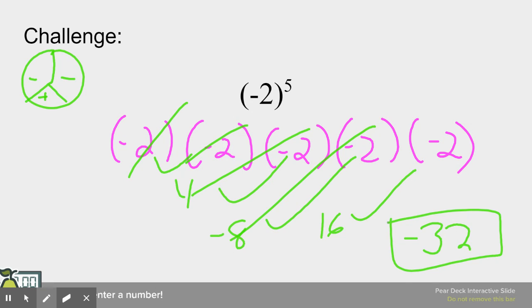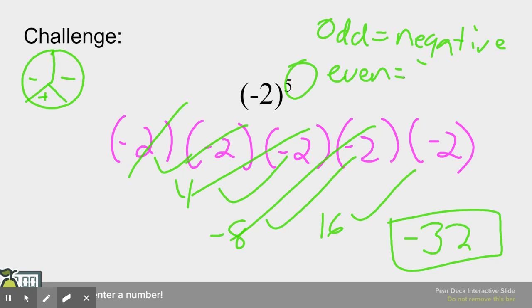Now here's a quick trick you can use if you happen to have a negative number inside your parentheses with an exponent. Take a look at that exponent. If it is an odd number, your answer will be negative. If it's an even number, your final answer will be positive. Now remember, this is only when you have a negative in the parentheses.